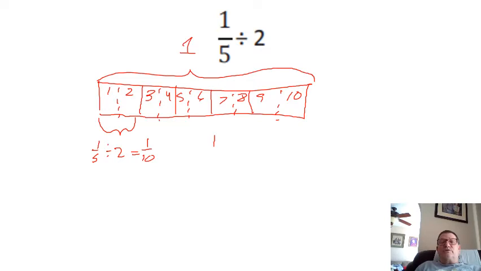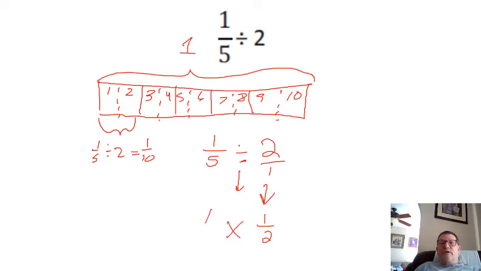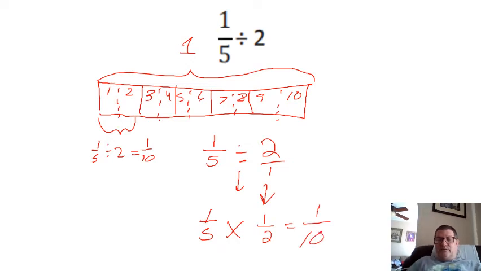Now let's do the numbers. 1/5 divided by 2. We want to get to a multiplication problem, so I know that's 2/1 for a whole number, so I'm going to do its inverse, which is going to make it 1/2. Since I changed to its inverse, I have to change the operation to its inverse, which would be multiplication, and 1/5, which equals 1/10.